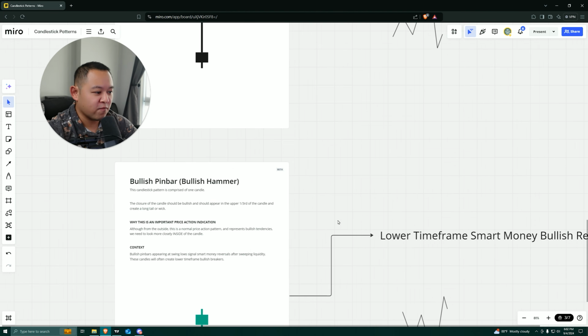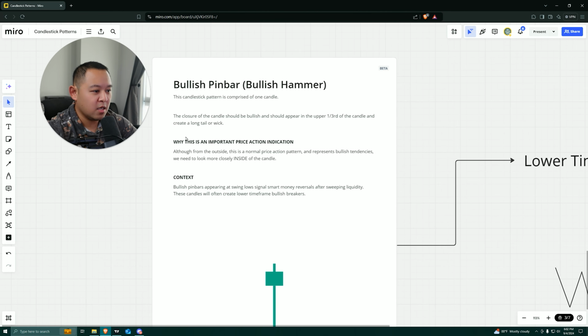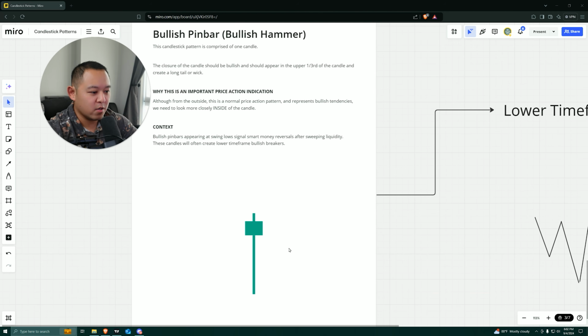All right, and then vice versa for bullish pin bars or hammers, right? The bullish pin bars, they need to close in the upper third of the candle. So if we were to split this candle in thirds, this candle needs to close in the upper third. Or sorry, if I did it like this, right? It needs to close in the upper third of the candle. It shouldn't close in the middle. It shouldn't close down here. It needs to close in the upper third and create a long wick.